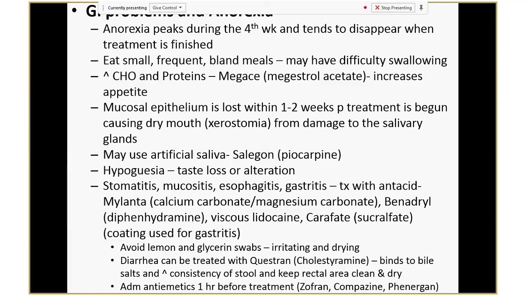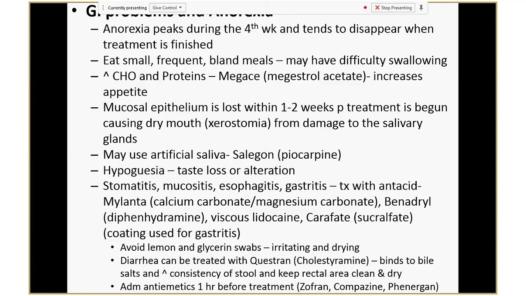Mucosal epithelium is actually lost in the first 1 to 2 weeks, so they can have a lot of dry mouth. You'll hear a lot of patients getting sores in their mouth or ulcers on the tongue, and so we want to make sure we're keeping them nice and lubricated in their mouth. We can give them artificial saliva like Saligon, and that's used probably 2 to 3 times a day. I think it's kind of like a spray for your mouth, but it's not really a medication per se. It's just kind of a moisturizer. It helps you make saliva in your mouth.